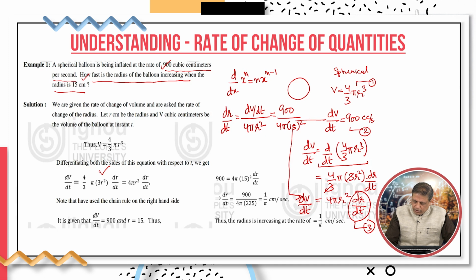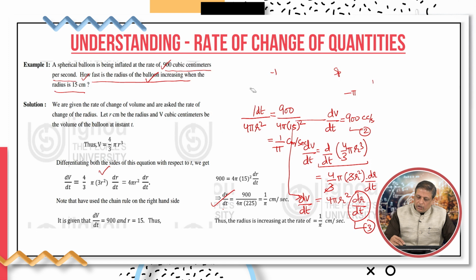So, substituting the values and solving, you will get the answer 1 by pi centimeter per second. This is the rate at which the radius of the balloon is increasing.